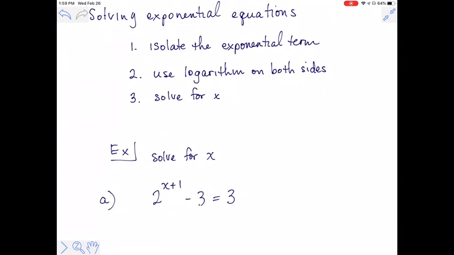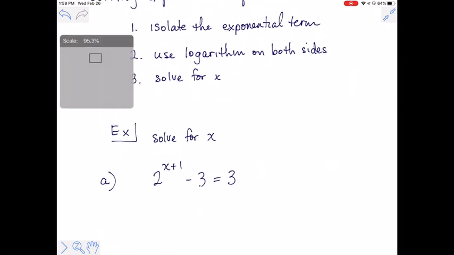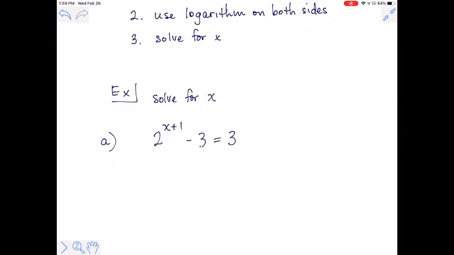So looking at an example here, step one says to isolate the exponential term, so it's important that you can first identify the exponential term. The exponential term is the term that contains the base with the exponent that has the variable. So this right here would be the exponential term that's got the base and the variable exponent. So a first step is to isolate that, which means get it by itself on that same side of the equation.